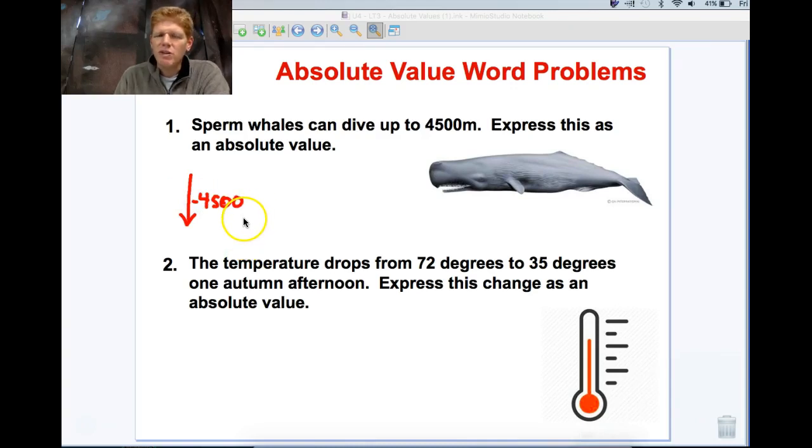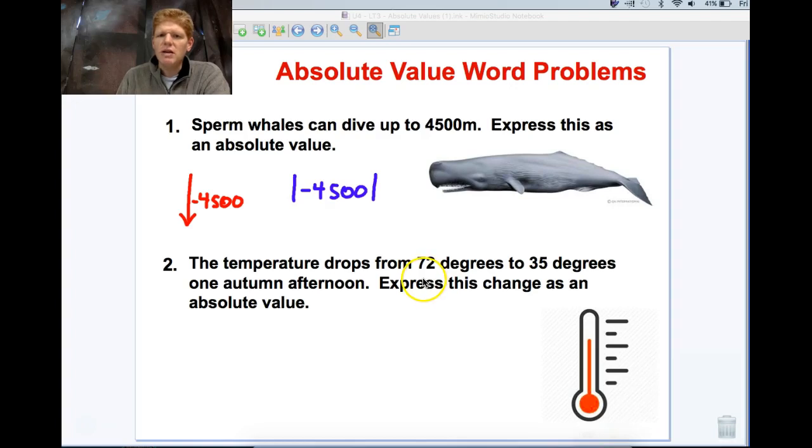But that's not really what we think about when they're diving. We don't think of it in terms of being negative 4,500 meters. We just think of it as being 4,500 meters. So we would write that as the absolute value of negative 4,500, just like that. And number 2, the temperature drops from 72 degrees to 35 degrees one autumn afternoon.